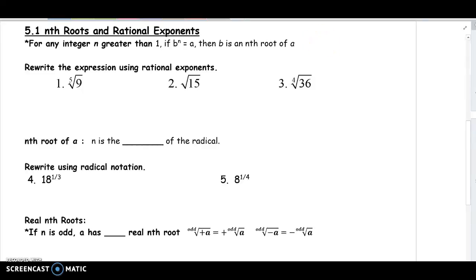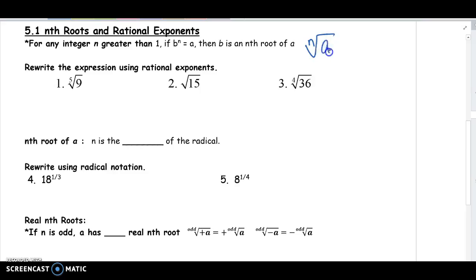Today we are going to be working with radicals. We've done square roots, we've talked about radicals and radicands, but today we're going to look at different indices of radicals. So radicals that have a different index.